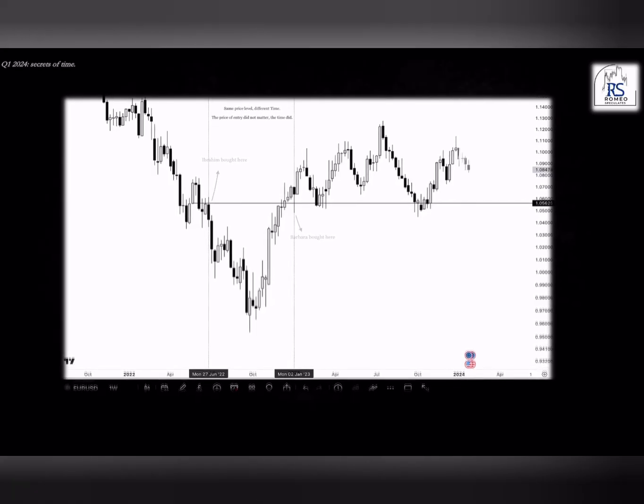Same price level, but a different time. The price of entry did not matter as much as the time of entry did. Barbara timed her entry properly. Ibrahim didn't. Another example.